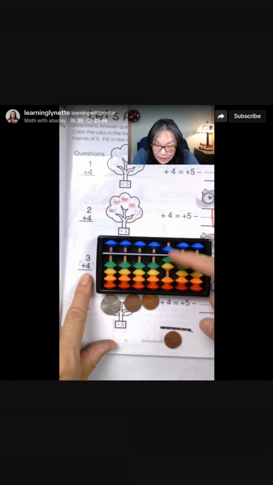Can you show us numbers on the abacus and let us guess it? Yes. Is that okay? Hold on, just a minute.